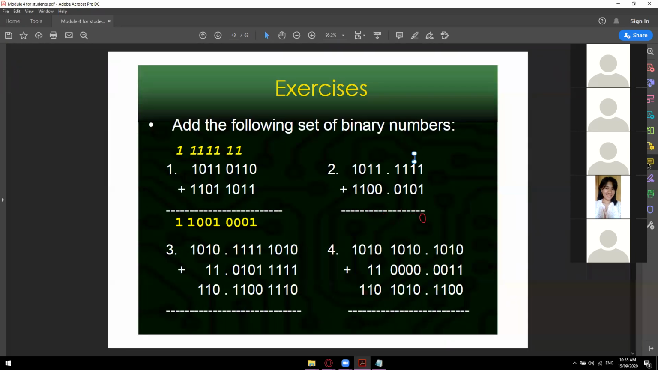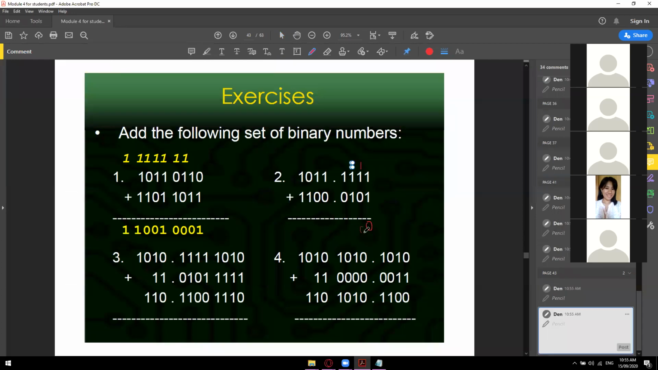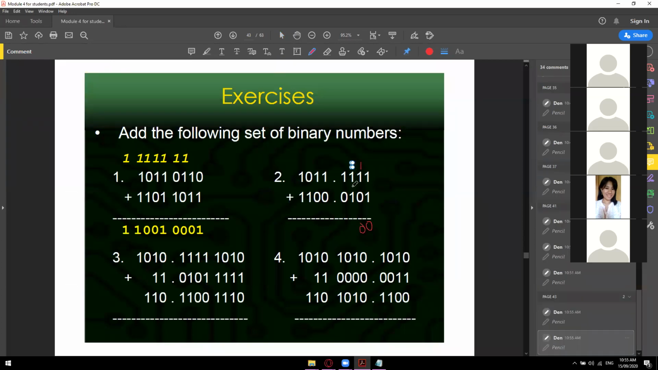Natatakpan. Anyway, basta 1 yan. Okay, may 1 dyan. So 1 plus 1 is 10. So carry 1, bring down 0. So 1 plus 1 plus 1 is 11. So carry 1, bring down 1. 1 plus 1 is 10. So carry 1, bring down 0.